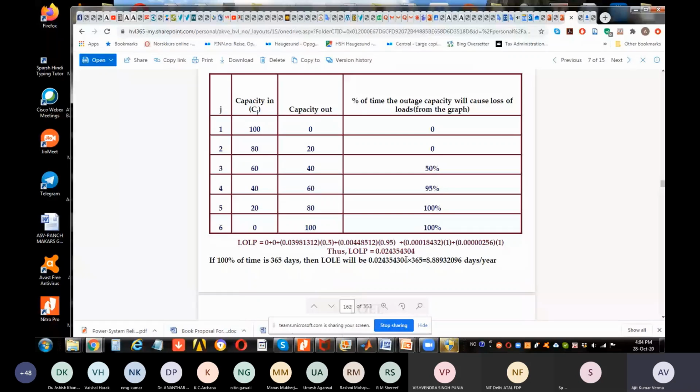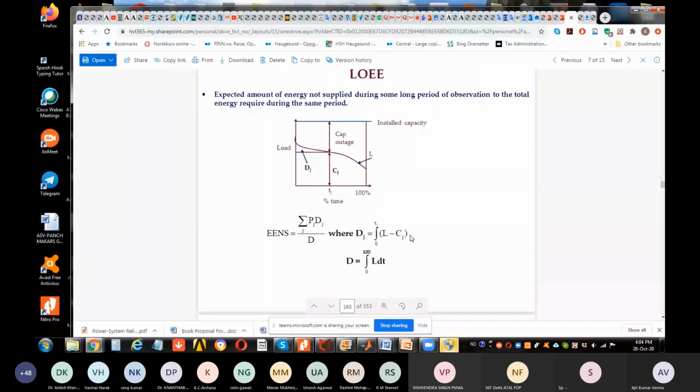Next is the expected amount of energy not supplied during some long period of observation to the total energy required during the same period. Now this is yet another index, expected amount of energy not supplied, because it means revenue, of course. During some long period for a certain facility or utility, it means revenue. So therefore, these indices are handy to calculate and to use.